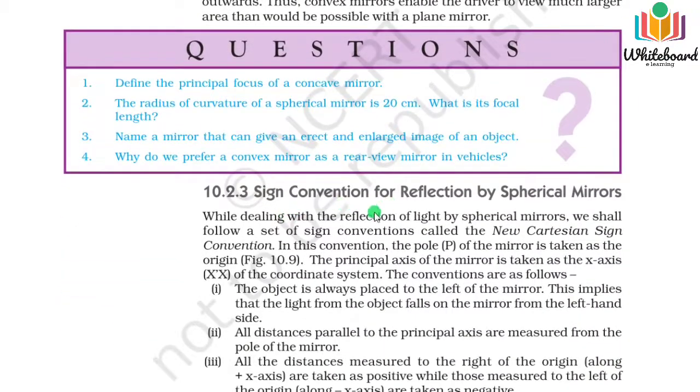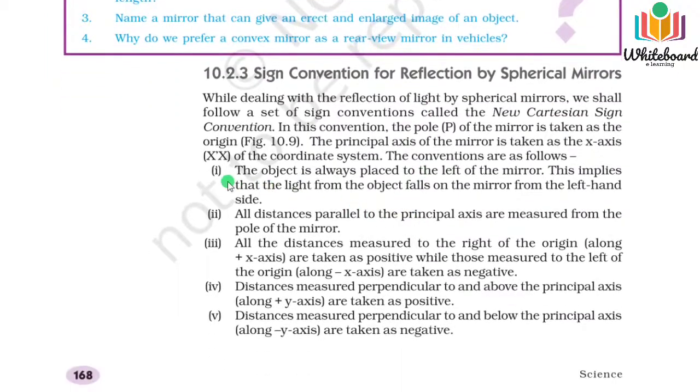And now sign convention, that is very important. You can see this is the sign convention for reflection of spherical mirrors. One point is very important, you have to read: the object is always placed to the left of the mirror. This implies that the light from the object falls on the mirror from the left hand side. So if you apply the sign convention, you have to keep this convention in your mind.